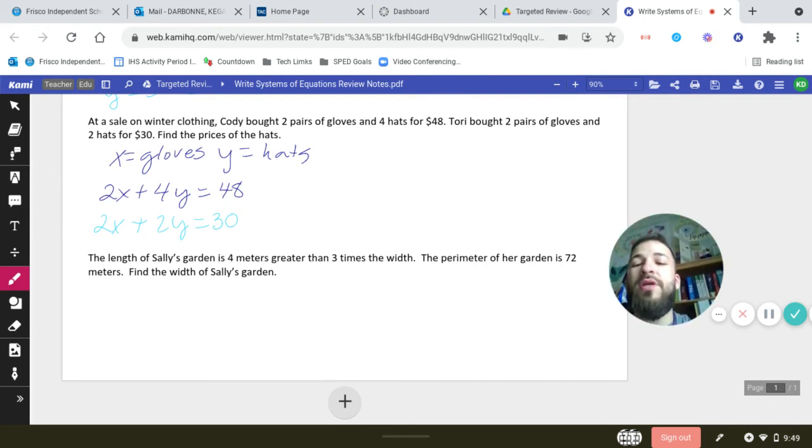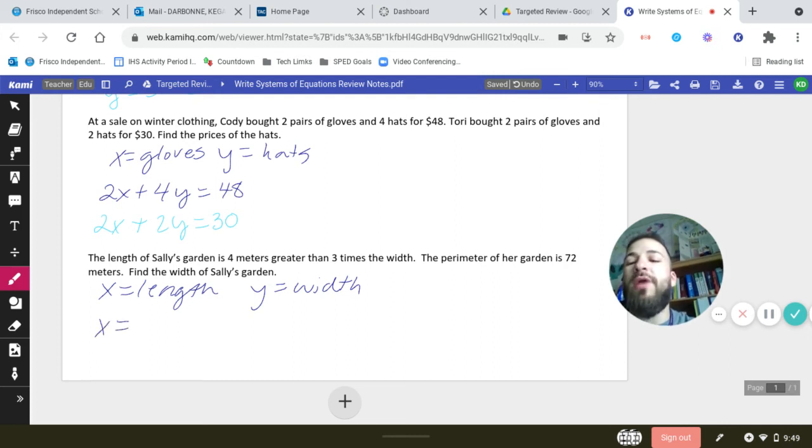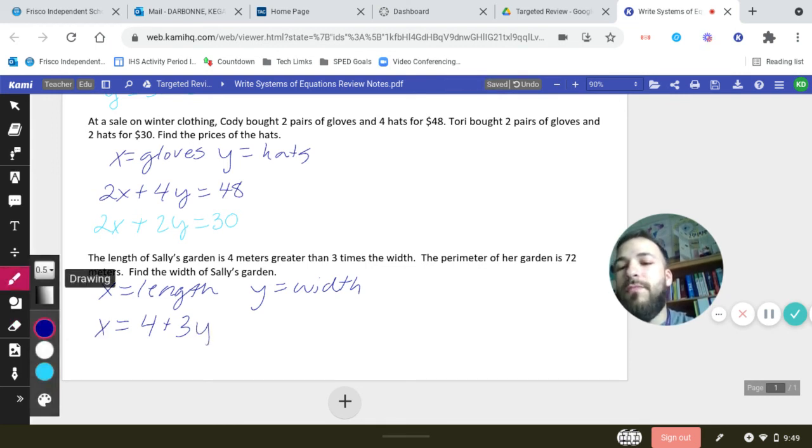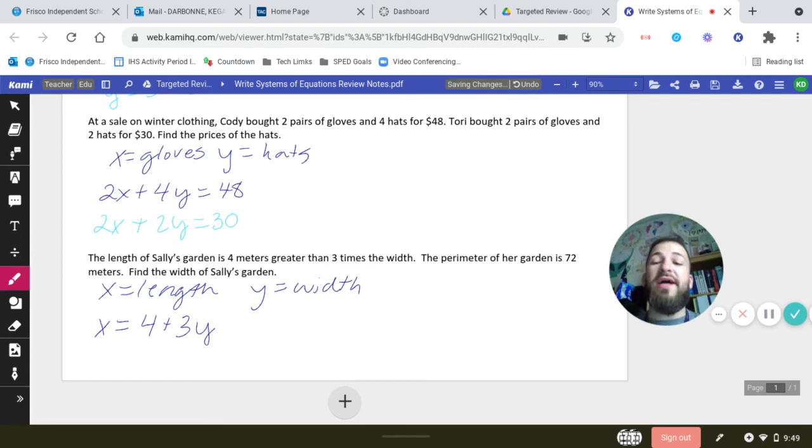But let's just go ahead. Same thing as last time. We'll do it in order in the problem. So length comes up first. So we'll do X is equal to length. And then Y is equal to width. So our length is 4 meters greater than 3 times the width. So length, X, 4 meters greater. So I want to add 4 to 3 times the width, to 3 times W. Not W, sorry, Y. Okay. So that's the first statement.